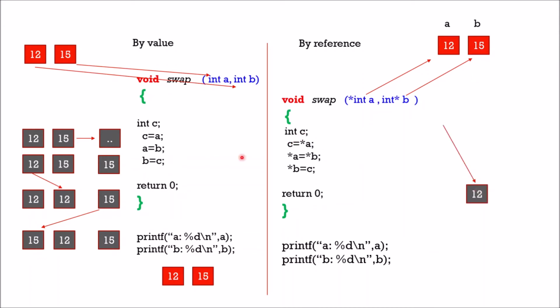So C is an integer which is inside the function, okay? But A and B are outside. So we place the value here, 12. Then we store the value of B, which is 15, in the value of A. So we will have here 12 replaced by 15, and here the older value of 15. Okay, now we have to pass this value of 12 back in B, okay? That's what we do here.